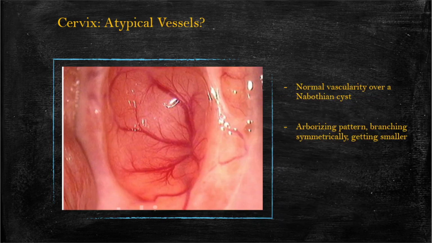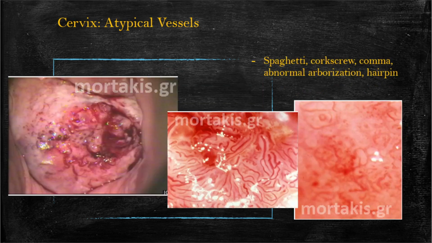So atypical vascularity, this is actually normal vascularity over a Nabothian cyst. So it does look very hypervascular, but if you look at it, it has a very normal arborizing pattern. So we've got big vessels that branch to smaller and smaller and smaller and have one point of origination. And especially over this distended, pearly looking area that's a Nabothian cyst, that's not something to be concerned about. You can still always biopsy it if you were unsure.